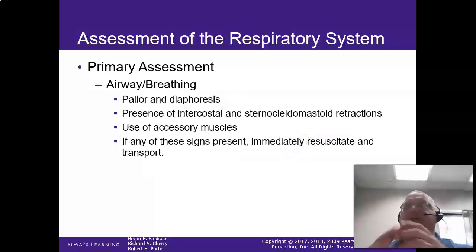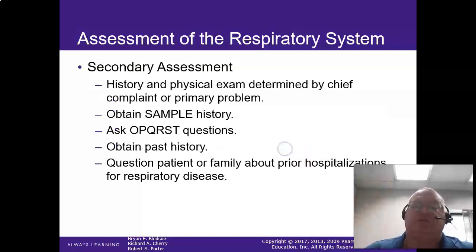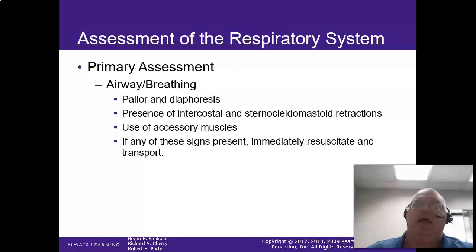If you've got pallor, diaphoresis, they're using their other muscles to breathe, the sternocleidomastoid, all of these neck muscles start collapsing in and out as they breathe. They're using the muscles in their chest to augment, to make things bigger so they can suck more air in. These are signs of respiratory distress and compromise, and we need to act.